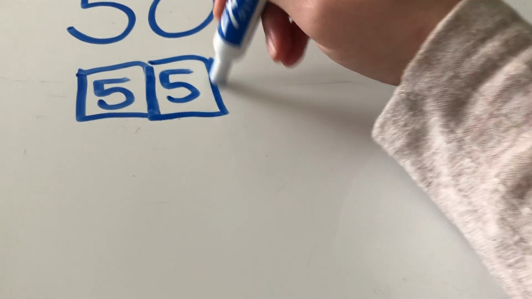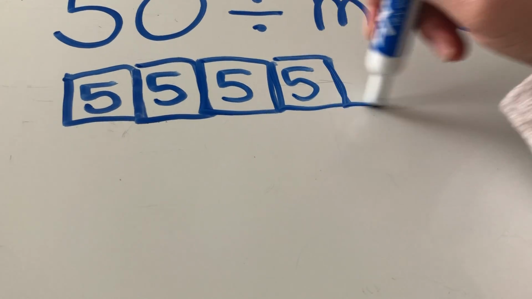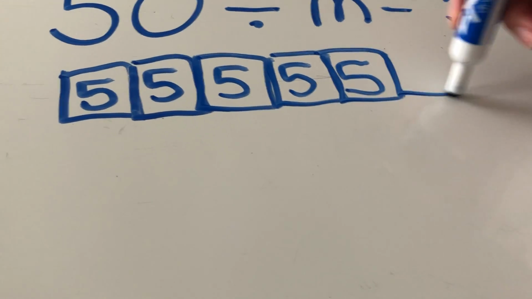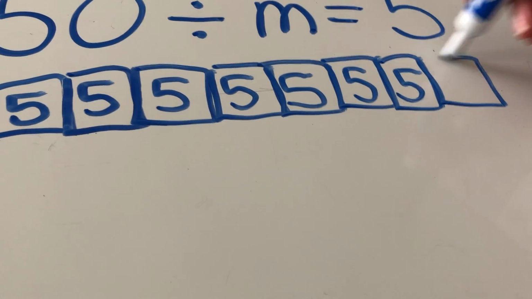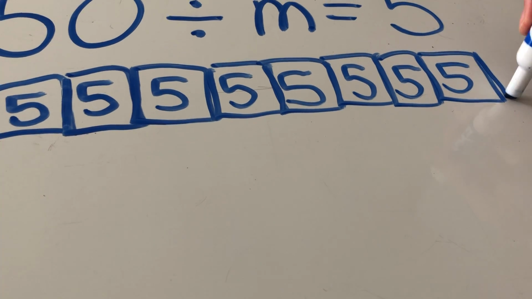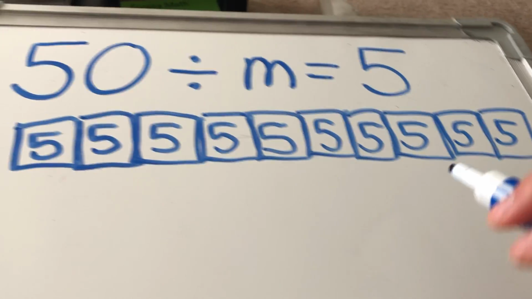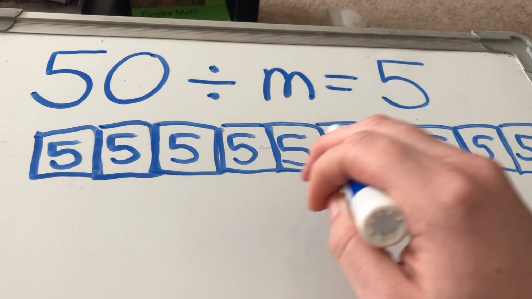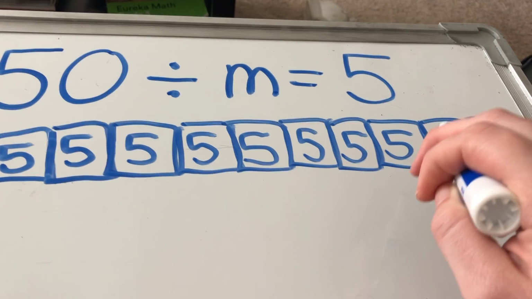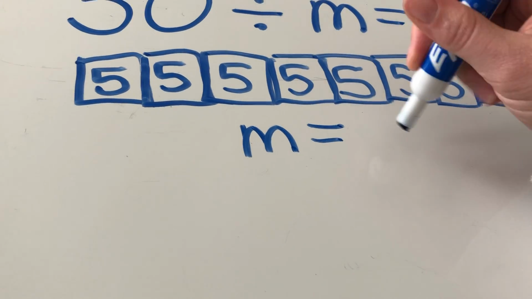5, 10, 15, 20, 25, 30, 35, 40, 45, 50. And I count how many groups we have. 1, 2, 3, 4, 5, 6, 7, 8, 9, 10. M equals 10.